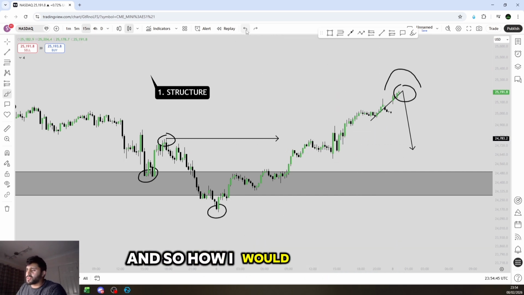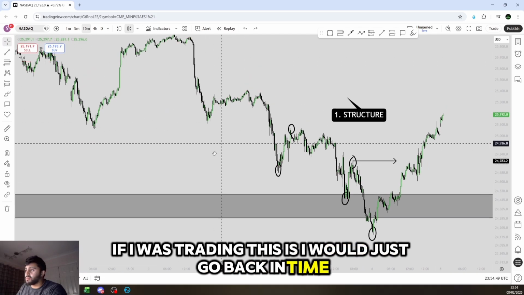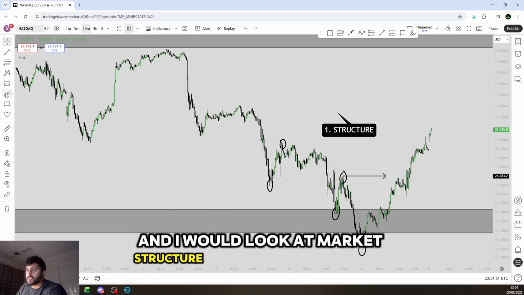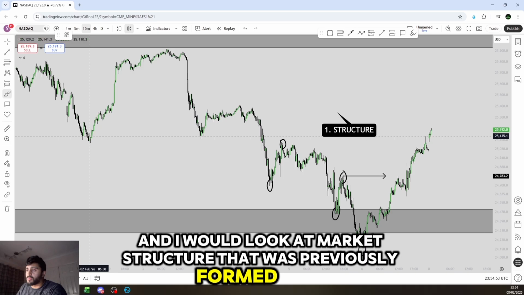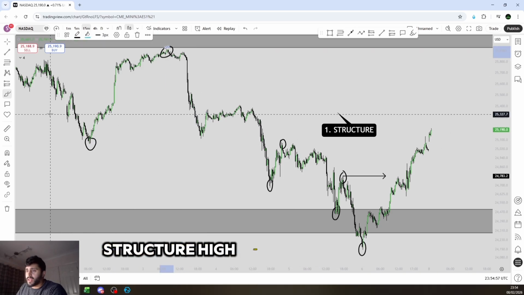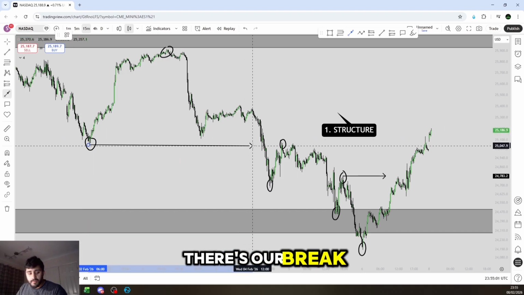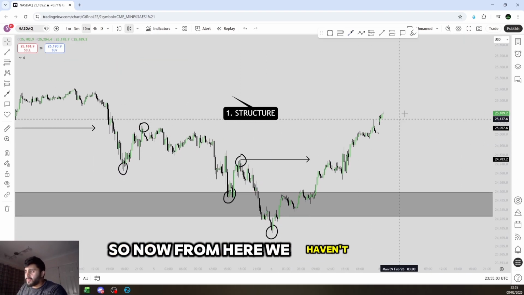And so how I would tackle this if I was trading this is I would just go back in time and look at market structure that was previously formed. So structure low, structure high, and then we had our break down here. There's our break. So from here, we haven't got a clean pullback.